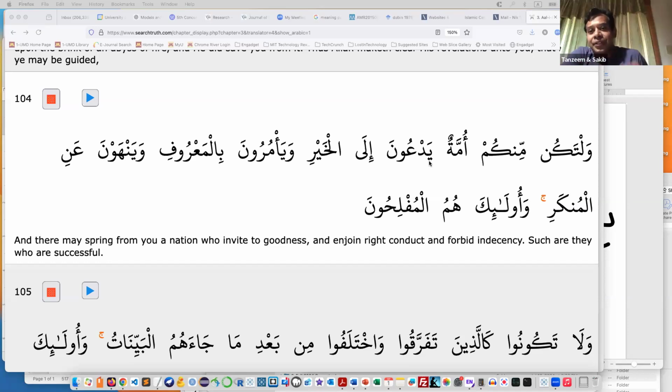No, this is a very good example, Brother Nick. You know, what you said, and I was just also reading, of course the English translation is not that perfect, as you said. But you see how beautiful it is. "May spring from you a nation who invite to goodness and enjoin right conduct and forbid indecency." I think nobody can deny in today's world this is right. Yeah, exactly.